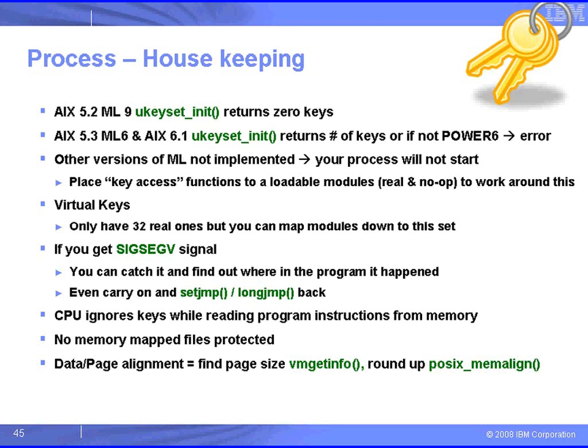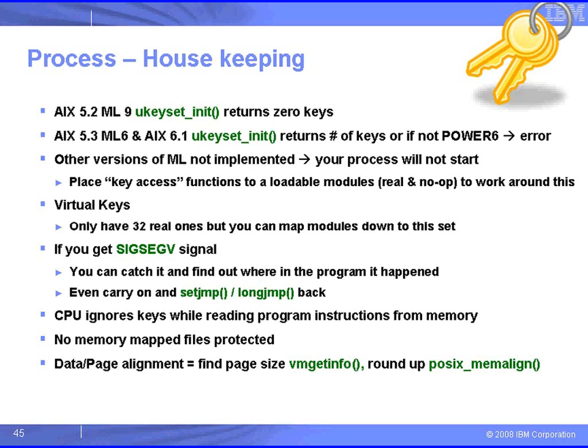This file has a number of things that you should be aware of before you start using these memory keys. If you're running the older AIX 5.2 maintenance level, then you'll just get a return of no keys. If you're using an older version of AIX, then you'll find that the memory keys library is not available, so you can't start your program. If you're using AIX 5.3, maintenance level 6 or above, then you'll be returned the number of keys available to you, but if you're not on a Power 6 machine, which is mandatory, then you'll get an error returned.